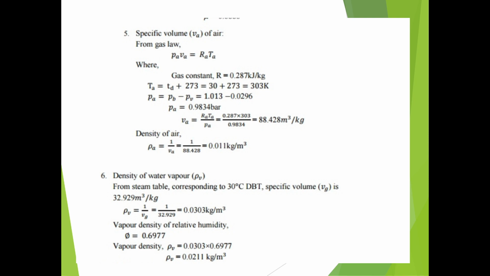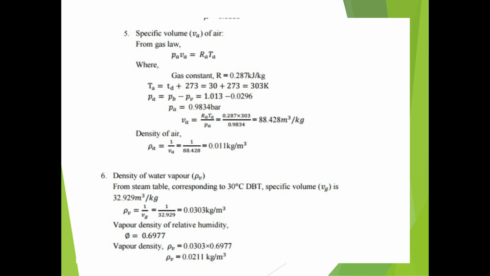We have to determine the VA, which is equal to RA TA divided by PA, which is equal to 0.287 into 303 divided by 0.9834 equals 88.428 meter cube per kilogram, that is the VA value. Next we have to find the density of the air. Density is equal to 1 divided by VA. So 1 divided by 88.428, which is equal to 0.011 kilogram per meter cube.